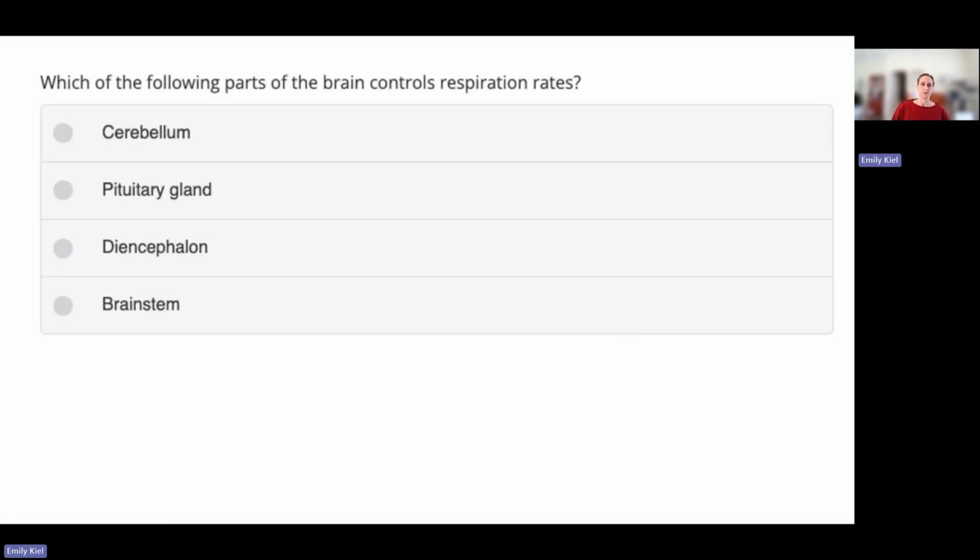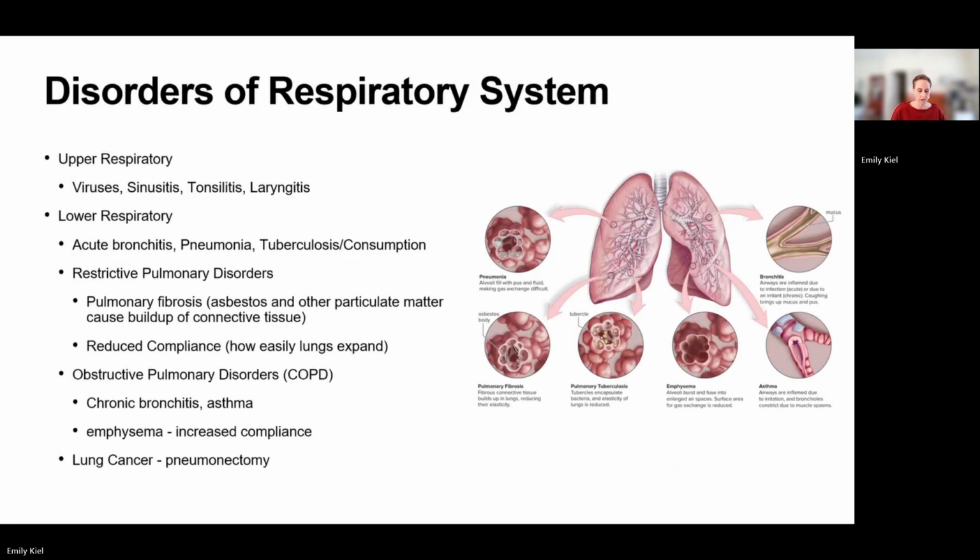So question, take a minute to answer it. Which of the following parts of the brain controls respiration rates? I hope you knew that was the brainstem, the medulla oblongata. And now we'll look at some disorders of the respiratory system.